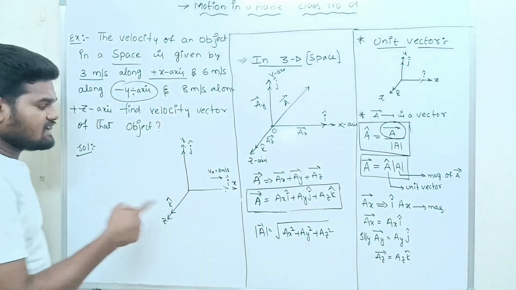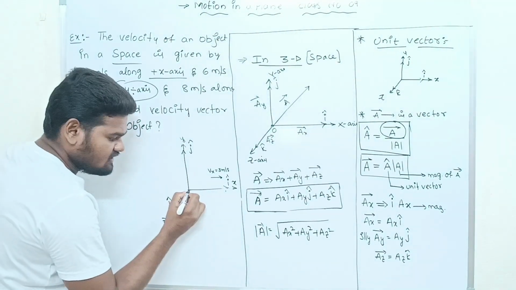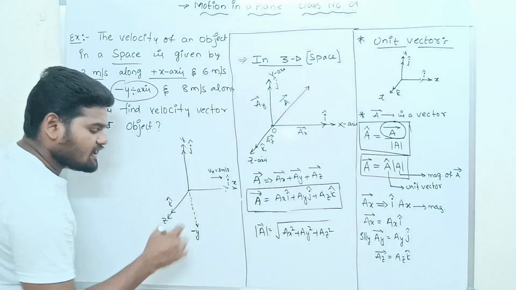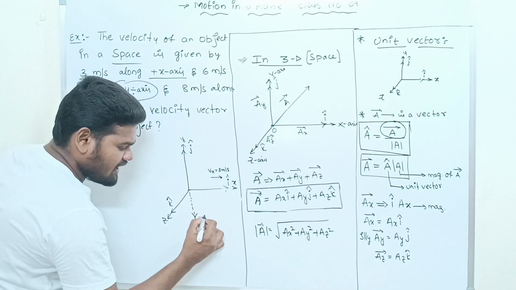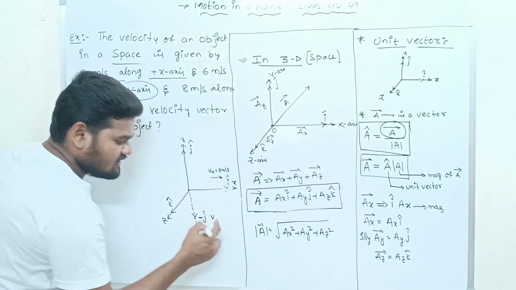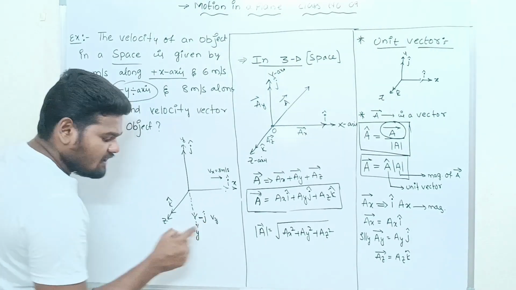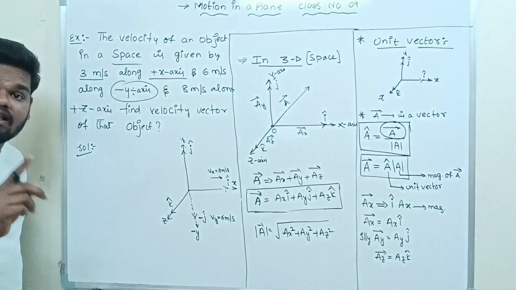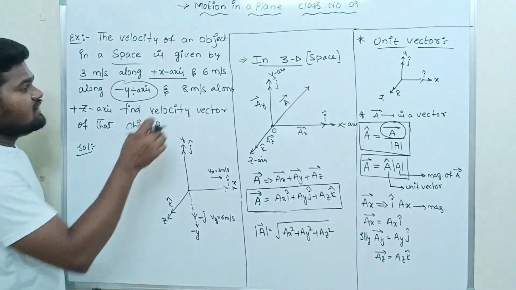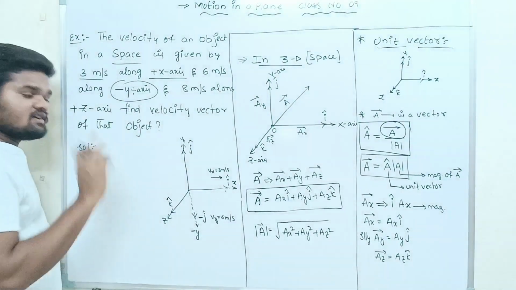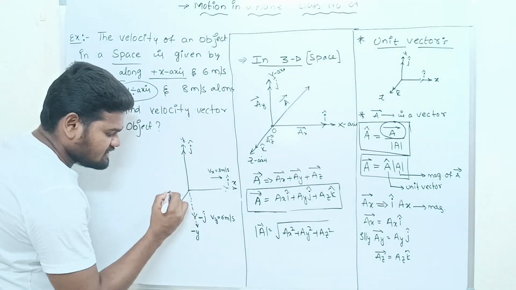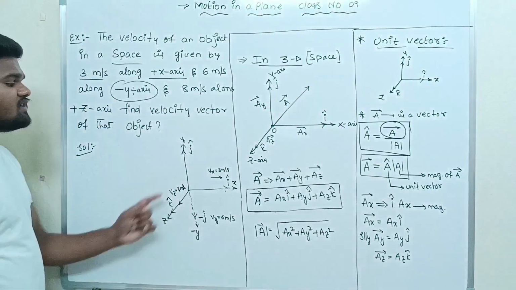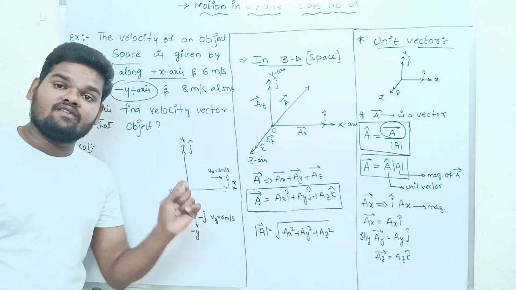And 6 meter per second along the negative y-axis. If this is the positive y-axis, then this is the negative y-axis. And what is the unit vector along the negative y-axis? Minus j cap. What is the velocity of the object along the negative y direction? 6 meter per second. Are you getting any doubts? Okay. So 8 meter per second along the positive z-axis. Along the positive z-axis, the velocity of the object is 8 meter per second.